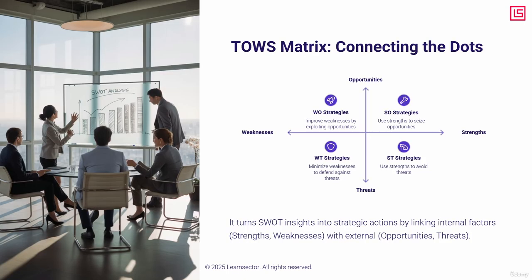Once all four factors are identified, the next step is analysis. This isn't just a list, it's about connecting the dots. Ask, how can strengths be used to explore opportunities? How can strengths reduce exposure to threats? Can certain weaknesses be improved to unlock new opportunities? This cross-analysis, called the TOWS matrix, helps you move from observation to action.